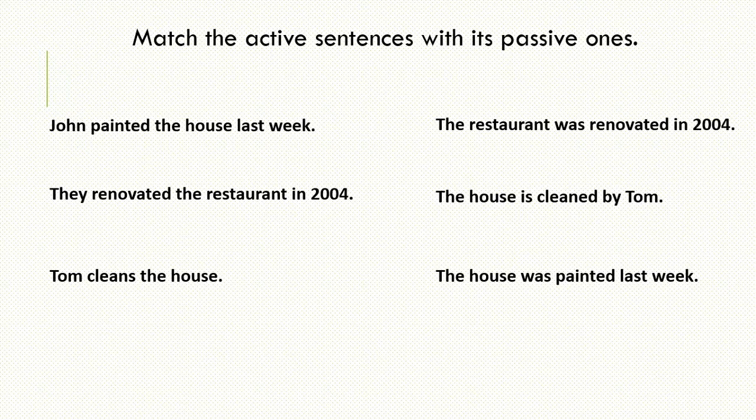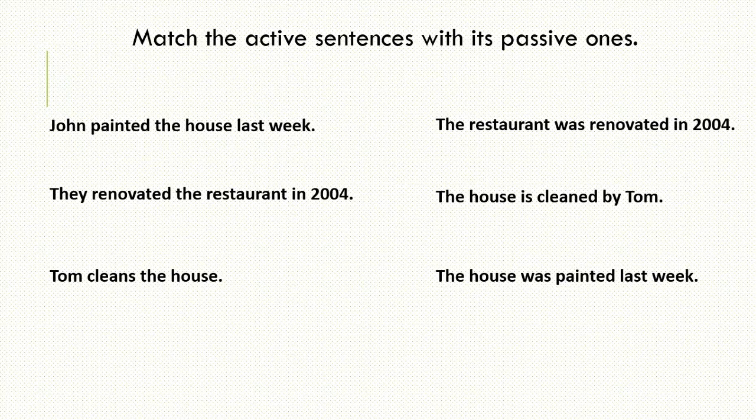Look at the first sentence. John painted the house last week. Now the focus is on the subject or the agent. التركيز هنا على الفاعل هو John. في الجملة الثانية the house was painted last week. The focus is on the house. التركيز هنا على المفعول به وعلى الحدث الذي تم وليس من قام به. The house was painted. Okay?